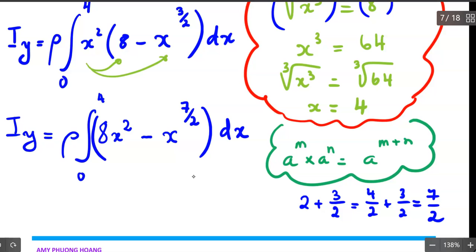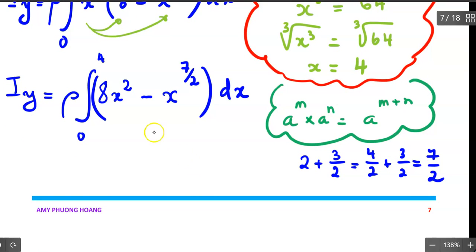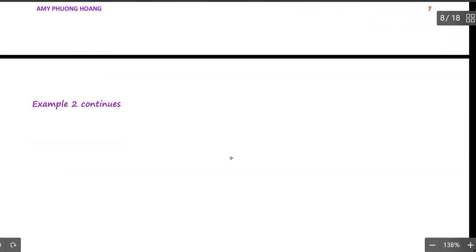Okay, so what I'm going to do is I'm going to integrate on the next page. So don't forget that this step is only to simplify your integrand before you integrate. So now the next step is we are going to integrate. It means that I will take the integral sign off and I apply the fundamental theorem. Alright, okay. So now my Iy is equal to rho. Okay, so let's see.